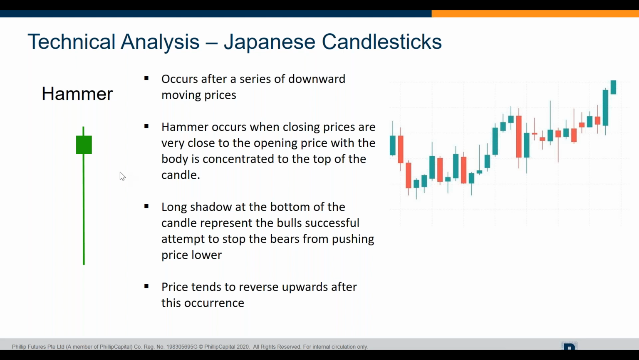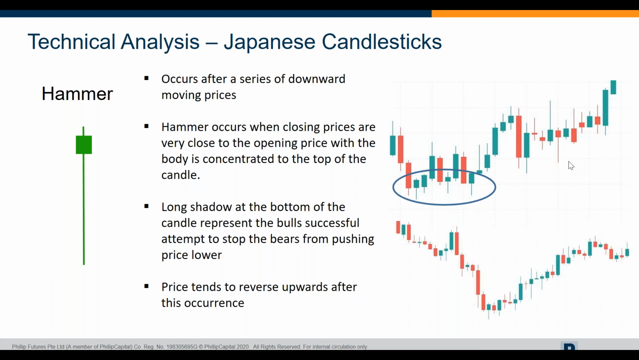So hammer basically, you start at the bottom of the body. During the trading hour, it went down all the way, but the buying power is so strong that it ended up going higher than the opening price. So this is a positive candle. When you see candles like this, it means the market tried to sell, but the buying power is actually stronger than the selling power. Therefore, it may be an indicator of a strong reversal that is coming.